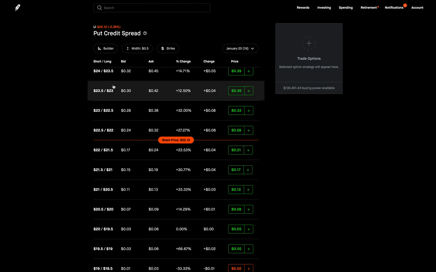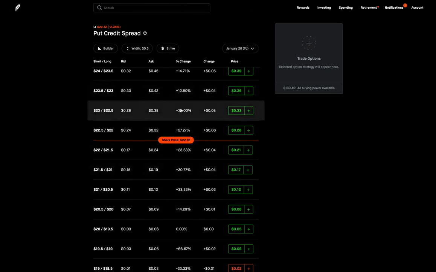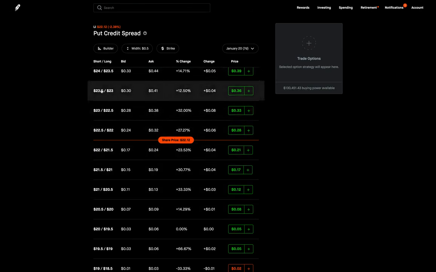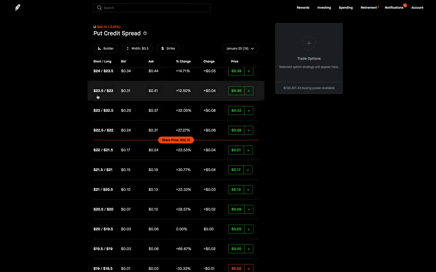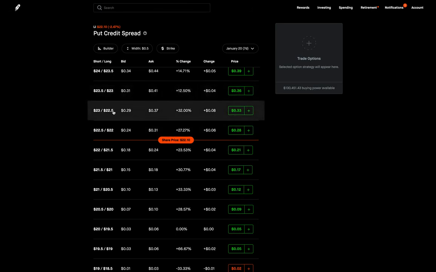Well, we're going to do both of them just by clicking on one of these, because notice here in the first column, we have short/long. And then down here, we see two different strikes. So remember, short is the position you're selling. Long is the position you're buying here. So basically, the first number is going to be the strike of the put that we're selling. Second number is going to be the strike of the put that we're buying. That's how this works here.